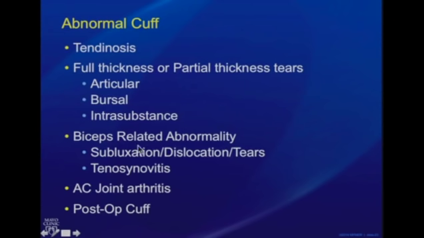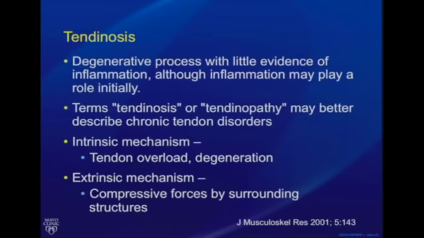We also look at the biceps. Either is the biceps located in the groove, is it subluxated, is it dislocated, does it have tears, or is it inflamed and just has tenosynovitis? We look at a few cases of acromioclavicular joint arthritis, and then we look at the appearance of a postoperative cuff, which is fairly challenging.